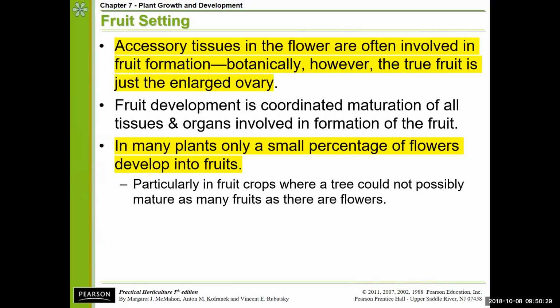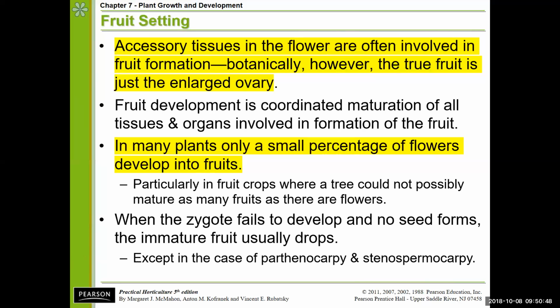In many plants, only a small percentage of the flowers actually end up developing into fruits, especially in tree fruit crops, where there are tons of flowers, but the plant cannot possibly mature as many fruits as there are flowers. In some cases, the plant aborts those when the zygote fails to develop. In some cases, we will intentionally remove flowers and some fruits in order to develop larger fruits.